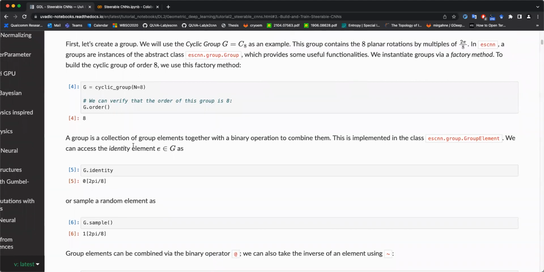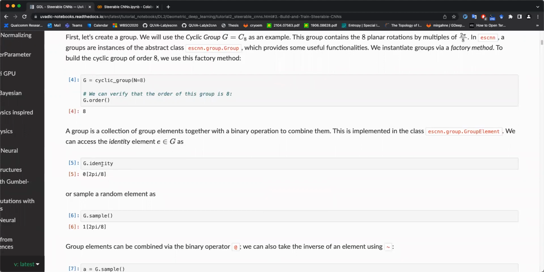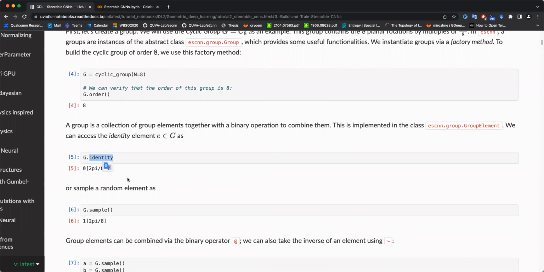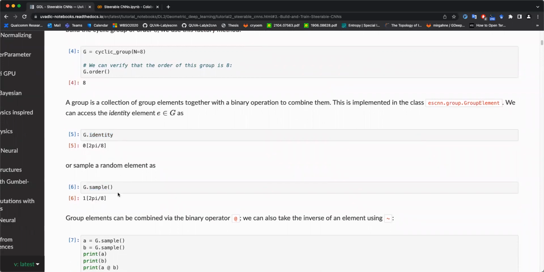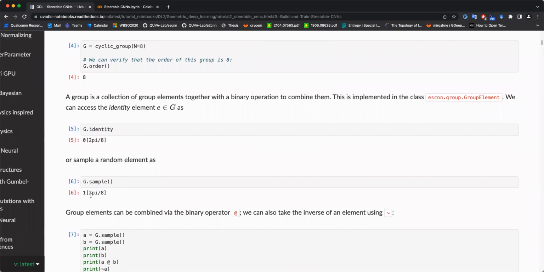Groups have identities, right? So it's the transformation that essentially does nothing. Often it's identified by the letter E, like in mathematical textbooks. We can access this element with g.identity. In the library, a group element is a class itself, which implements a bunch of useful properties. So for example, we can sample random elements. This is, for example, a rotation by 2 pi over 8.